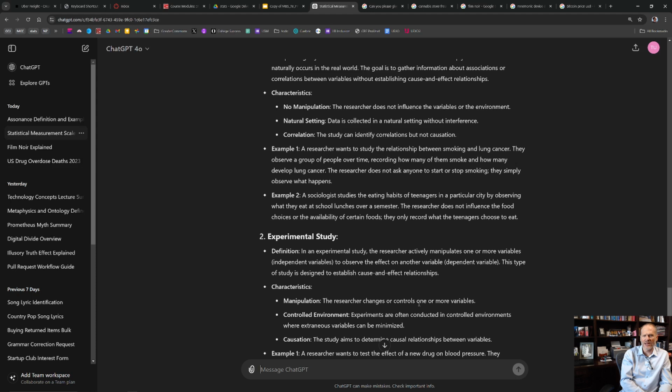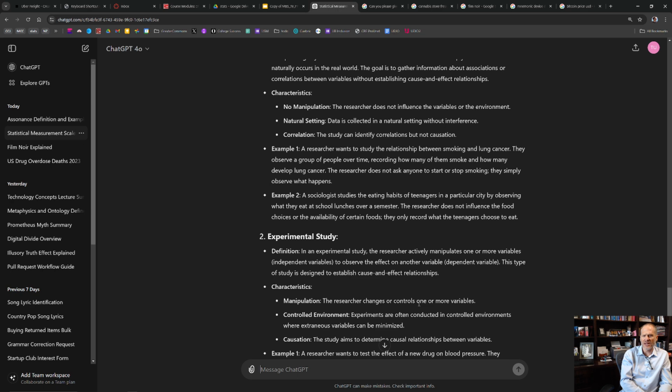Correlation would be like people who come into the grocery store, when they buy beer, they also buy chips, right? But you can't say causation. Causation is more like if I throw a rock at a window, the window breaks. It caused the window to break, right? So that's causation. Example 1: a researcher wants to study the relationship between smoking and lung cancer. They observe a group of people over time, recording how many of them smoke and how many of them develop lung cancer. The researcher does not ask anyone to start or stop smoking. They simply observe what happens.